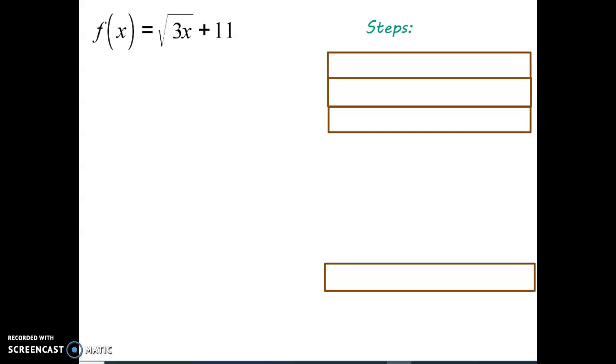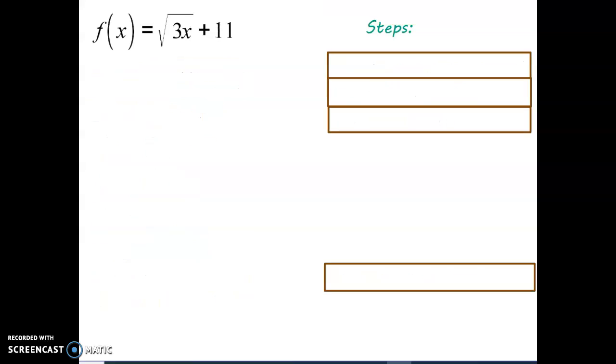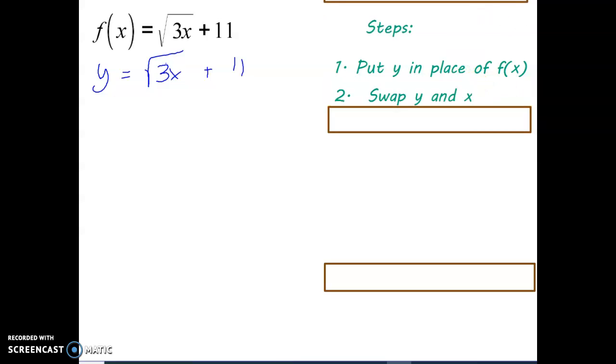So this one's a little bit different because you can see that the square root is only over the 3x. In this last one, the square root covered the whole thing, but this time the square root only covers the 3x. So that means I'm going to have to attack this one a little bit differently. But I am going to start off exactly the same every time. Put y in place of f of x. I'm going to be real careful here to make sure that my 11 is not inside my square root. Then I'm going to swap out my y and my x.